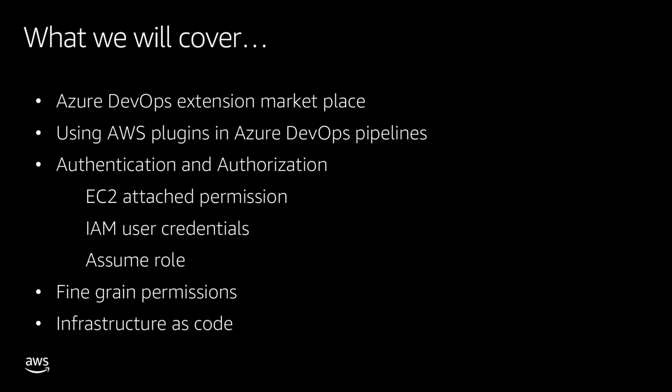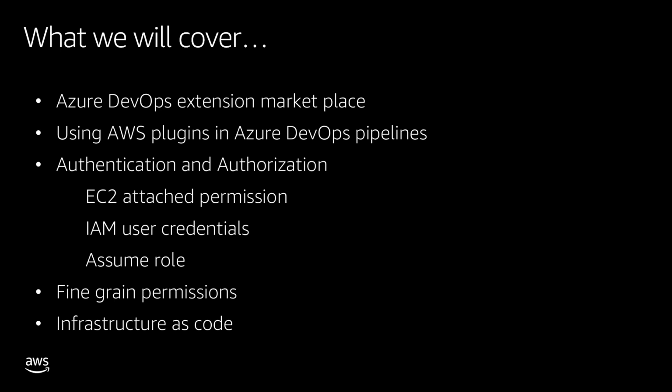We are going to cover a few things. The length of this lab is a bit longer than the others. We are going to explore the Azure DevOps extension marketplace very quickly, use one of those extensions to build an Azure DevOps pipeline, and then use different authentication mechanisms to authenticate with AWS.